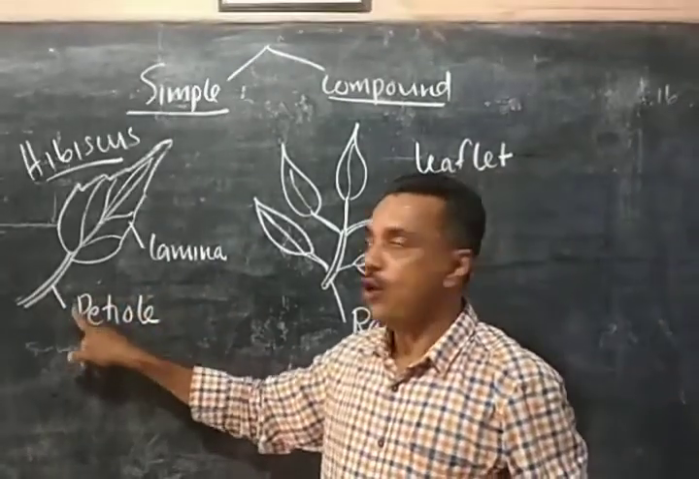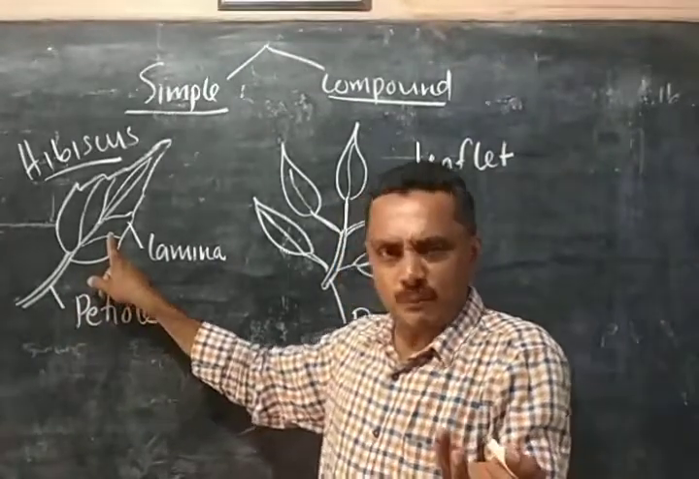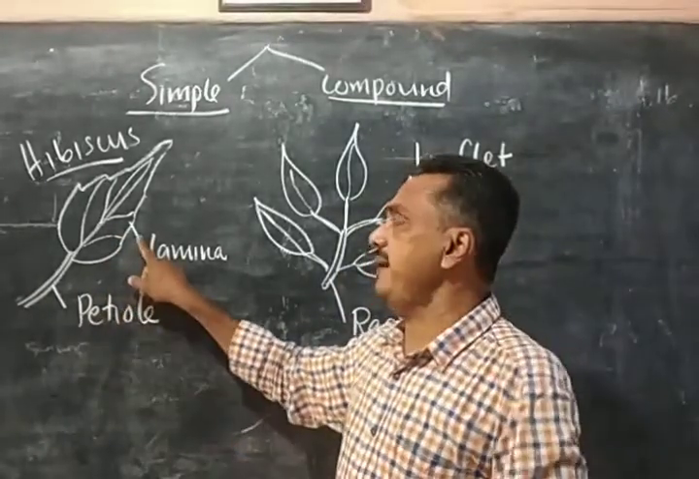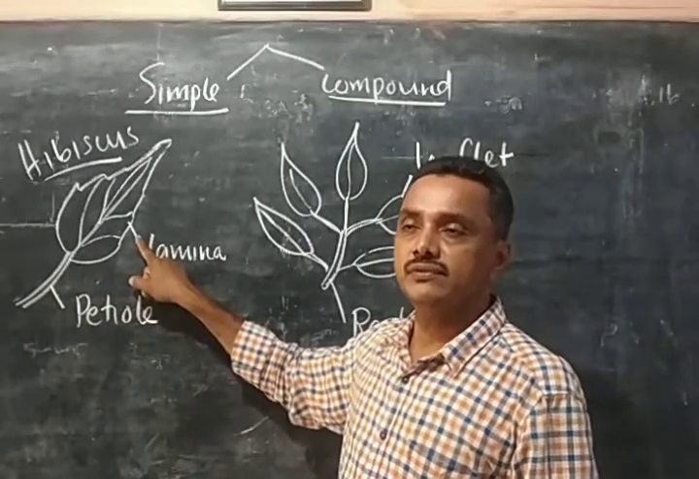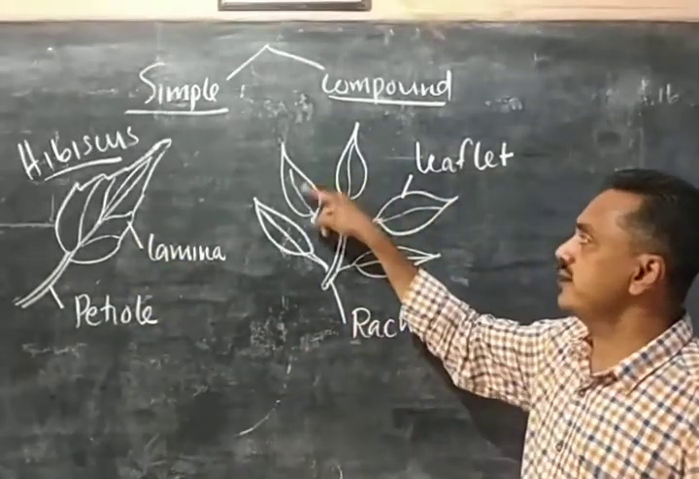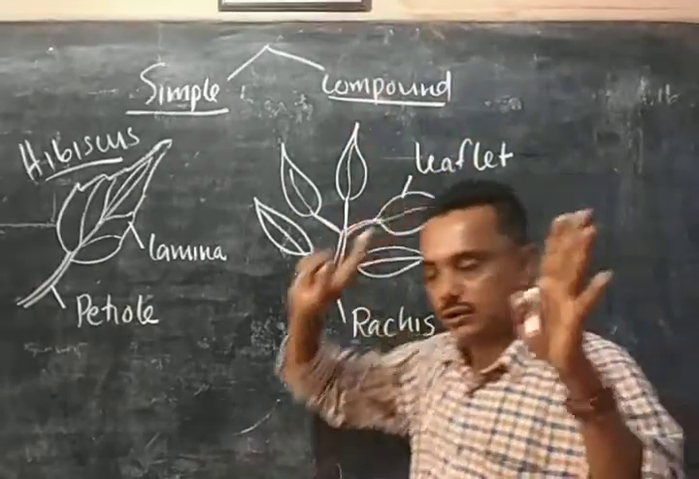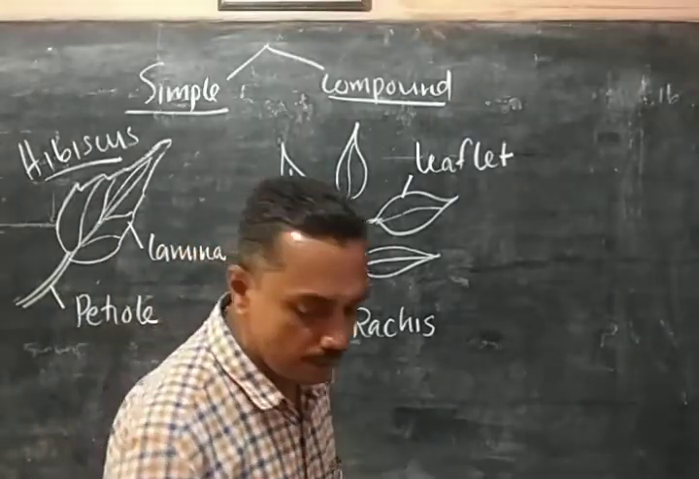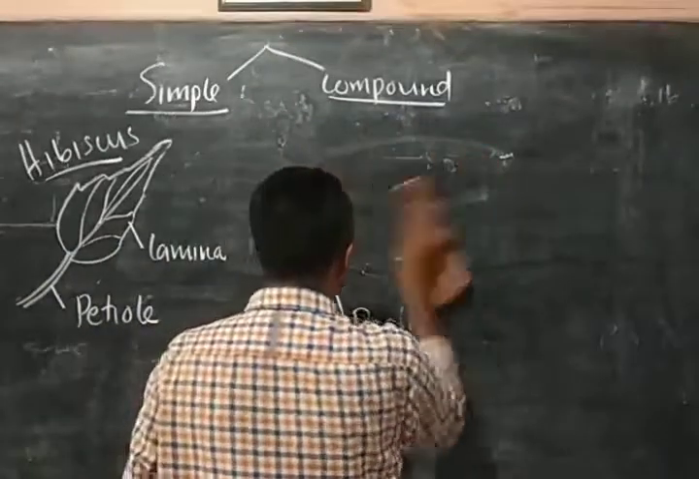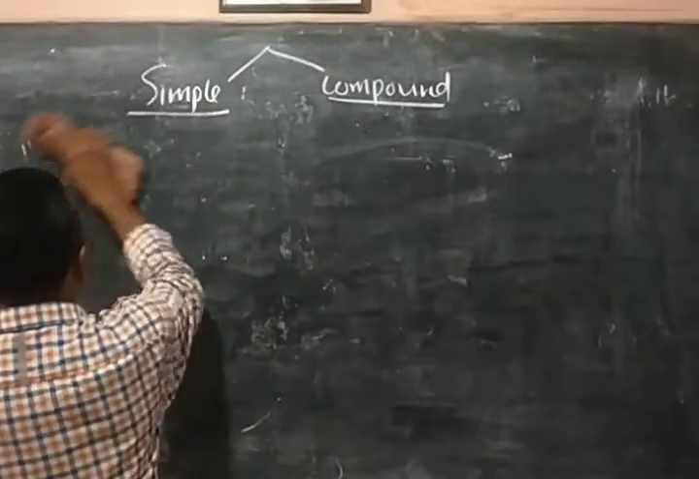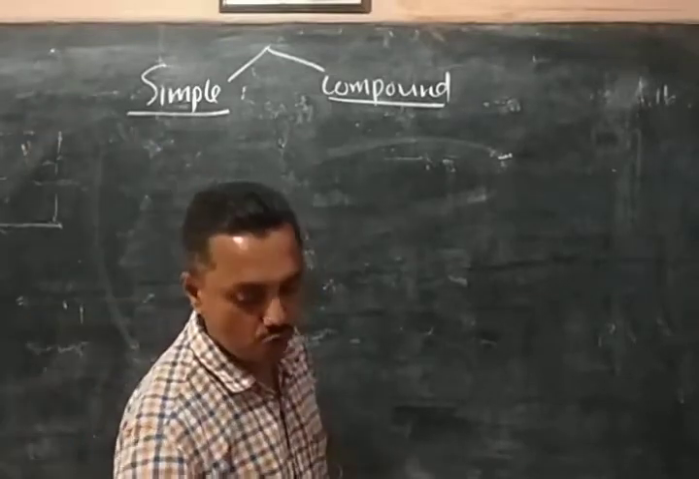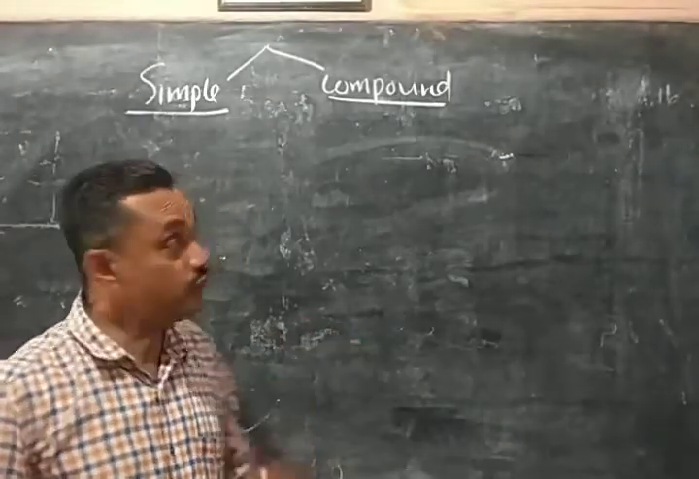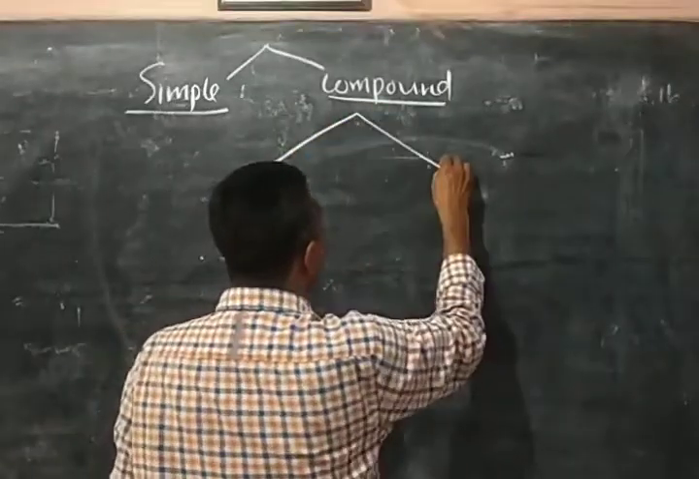Take an example from your surroundings and you can see that very clearly. If the petiole contains one lamina, it is called a simple leaf. And if the rachis contains numerous leaflets, it is called a compound leaf. There are two types of leaves, simple leaf and compound leaf. And the compound leaves are again of two types. Different types are there, but in the textbook only two types are given.